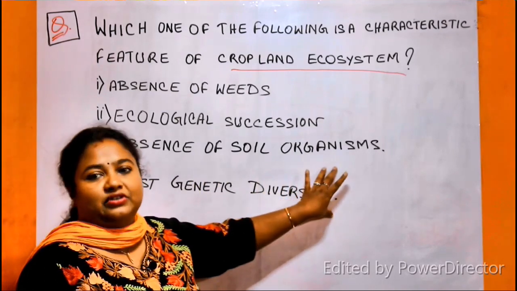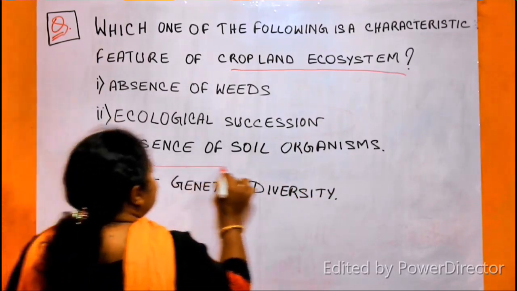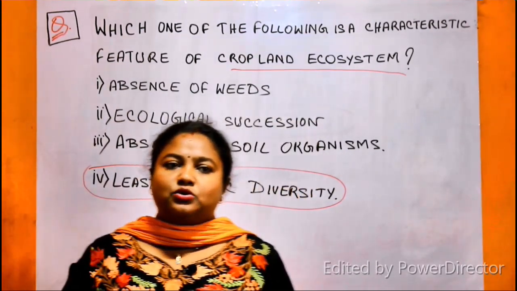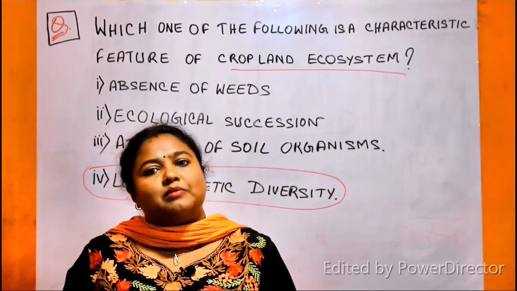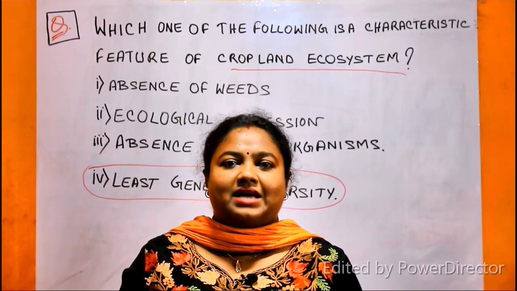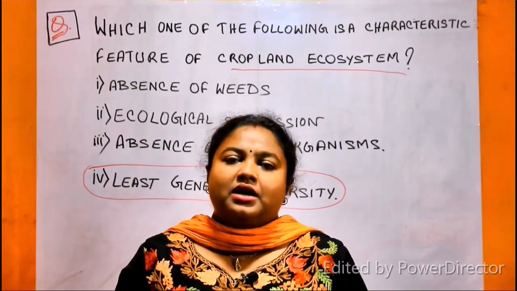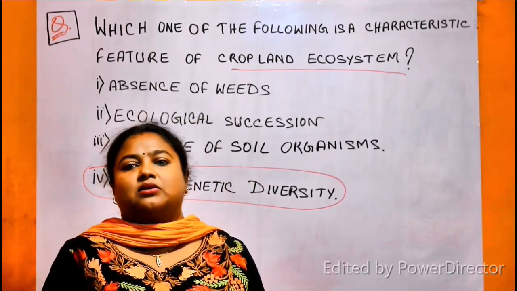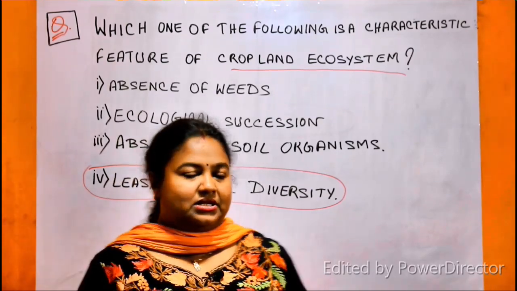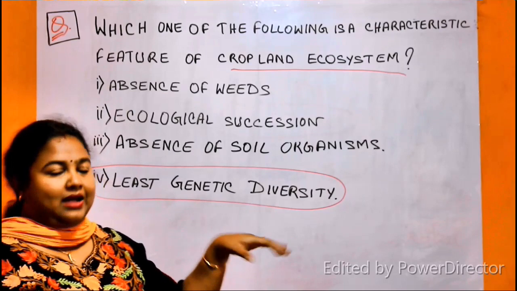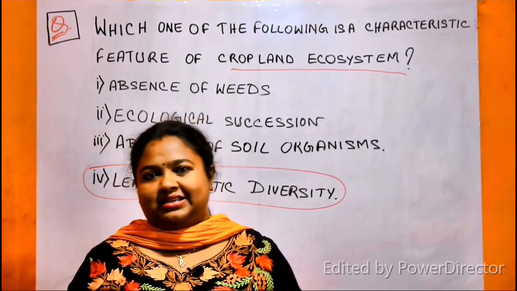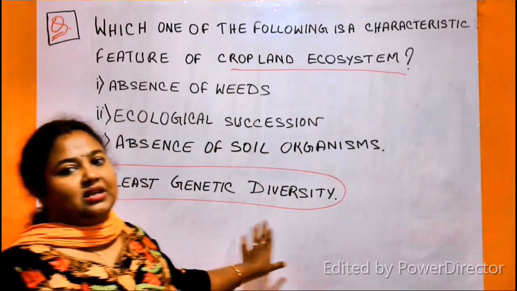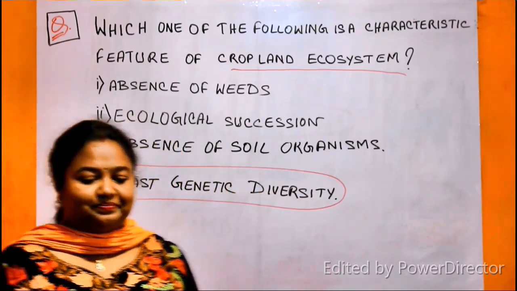Now least genetic diversity, this is the correct answer. Why is this the correct answer? Because when we are cultivating a crop, or say for example two crops together, then we are choosing the crop, so there is a least chance of genetic diversity within one kind of crop. If it is a natural ecosystem where multiple plants are growing together, there is a high chance of genetic diversity. But here we are choosing the crop according to its yield or according to its disease resistance, and then we are cultivating it, so least genetic diversity is there. So this is the correct answer.